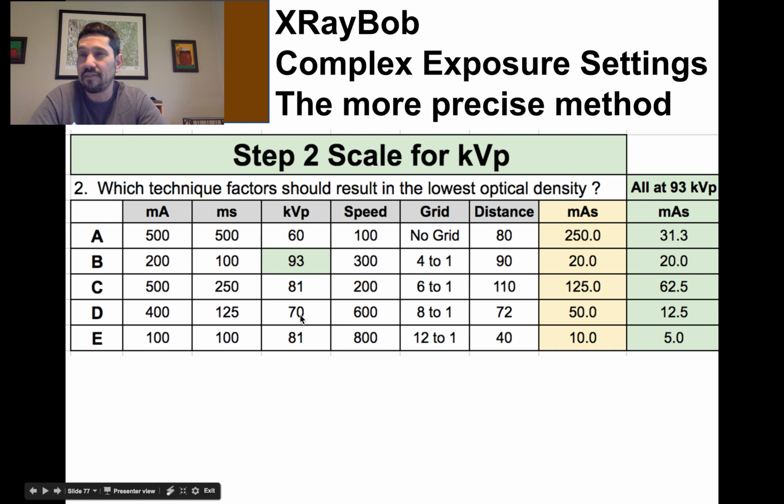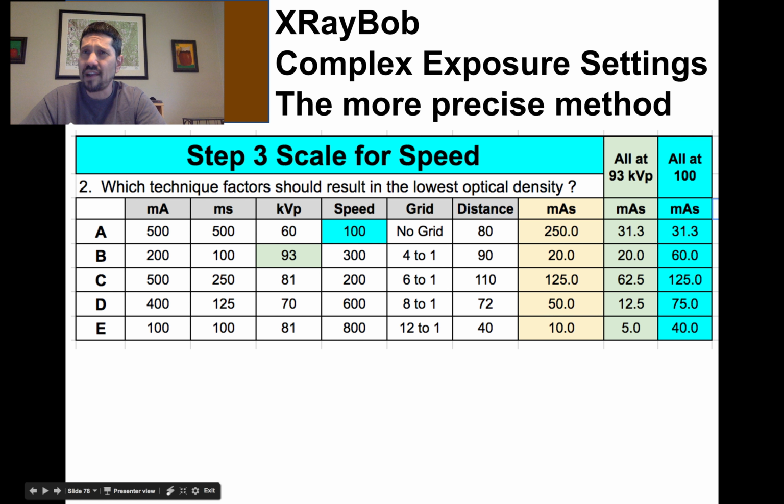All right, my 70s have to take two 15% steps, so the mAs has to cut in half and cut in half again. So 50 divided by 4. This 81 cuts in half. It only did one step. And the 60 takes 3 steps. 60 to 70, 70 to 81, and 81 to 93. In each step, I have to cut the mAs in half. So the result is half times a half times a half is 1/8. 250 divided by 8. So these are the mAs to give the same optical density as these conditions if they were at 93 kVp. Then we've got to scale them for speed.